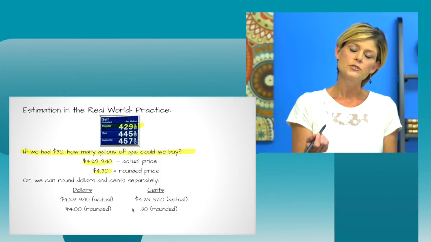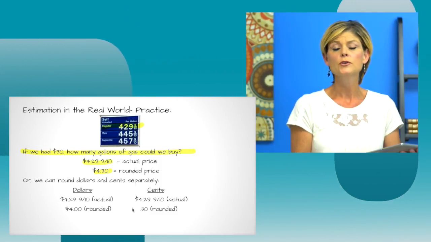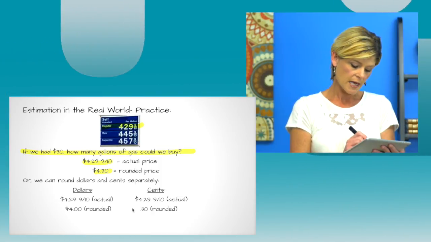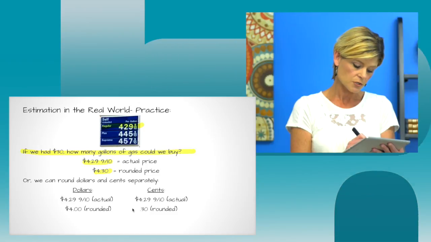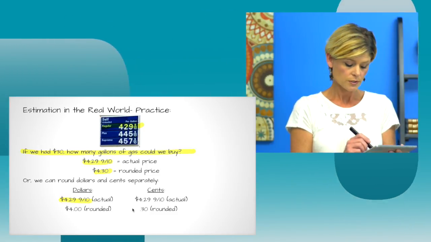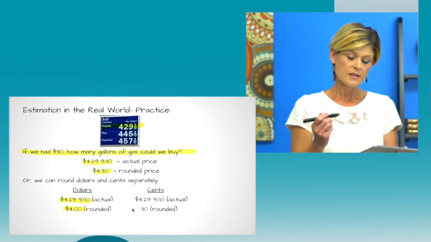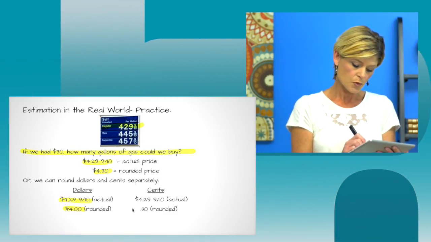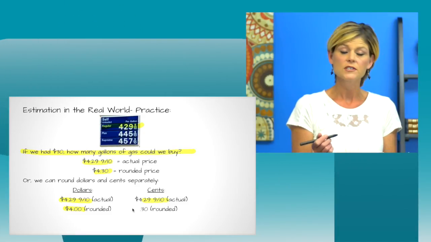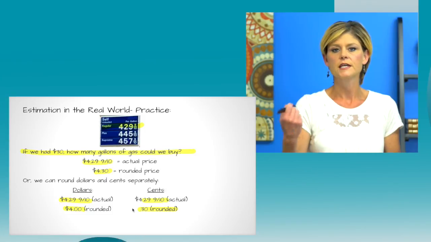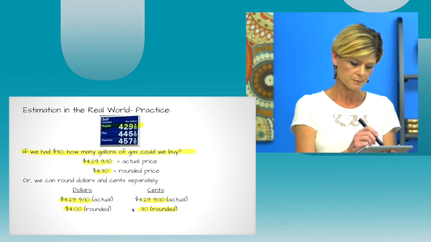Now, the other way that we could do this when we're estimating is we could estimate dollars and cents separately. So let's simply look at the dollars. When we have $4.29 and 9/10 of a cent, that would round down to $4. Then separately, we could round our cents. The 29 and 9/10 of a cent would round to 30 cents. And then we could add those two together and still get $4.30.